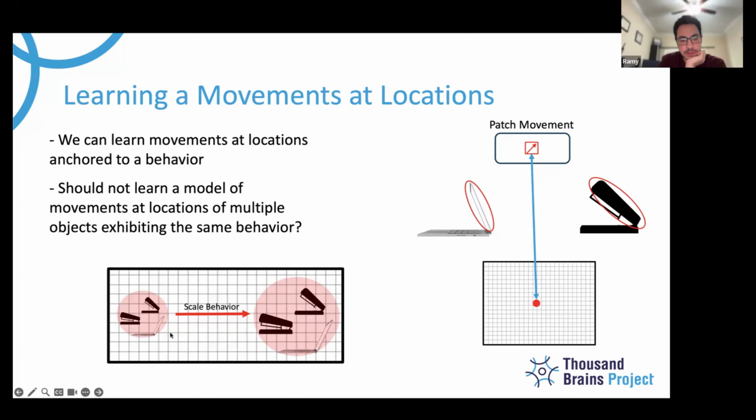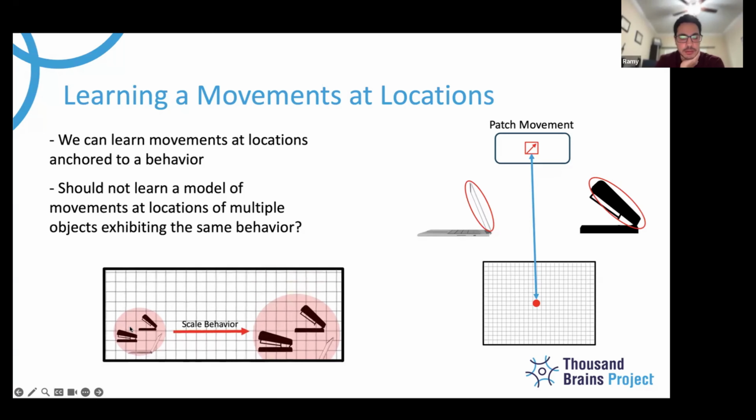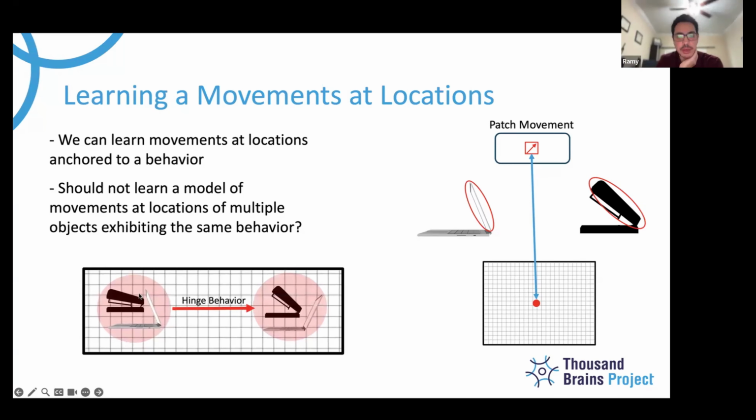So this is how I was before this conversation. This is what I was going to propose. Basically, we anchor to a specific behavior, and the movement becomes abstract enough that the locations here do not represent relative locations on the specific objects, but rather a location in the trajectory of the behavior. So the movement would basically be moving it into an open state or a closed state.